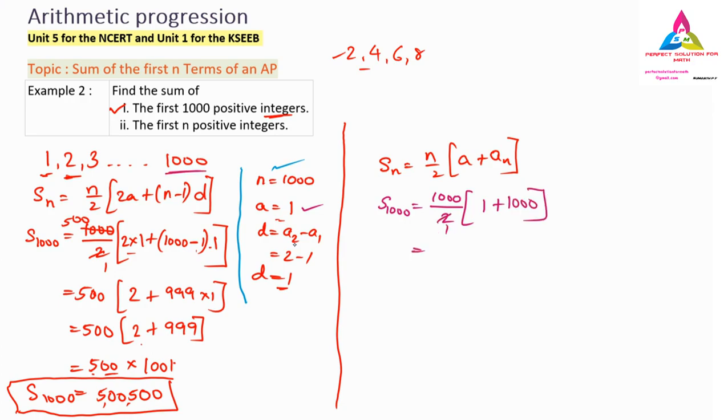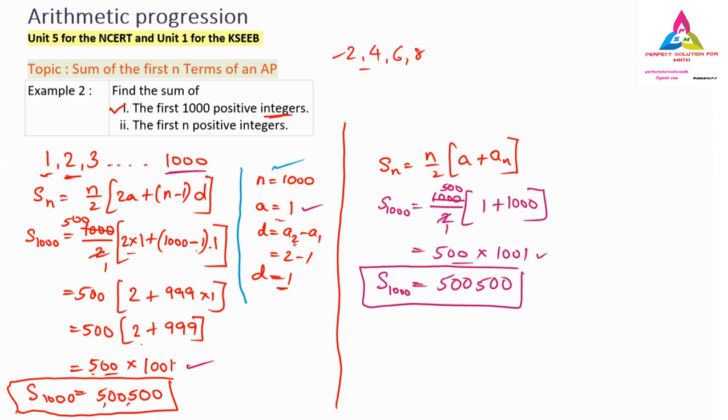So 2 ones are 2, 5 twos are 10, with 2 zeros, so 500 into 1 plus 1000, which is 1001. Multiplying, both of them are the same. So 5 ones are 5, 0, 0, 5, and we have 2 zeros. So the sum of the first 1000 terms is 5,500,000. We have got the same answer here. Yes, both the answers are the same.